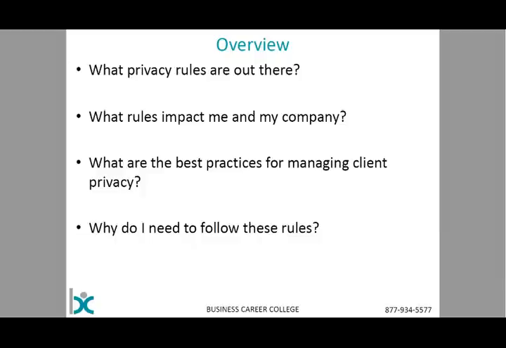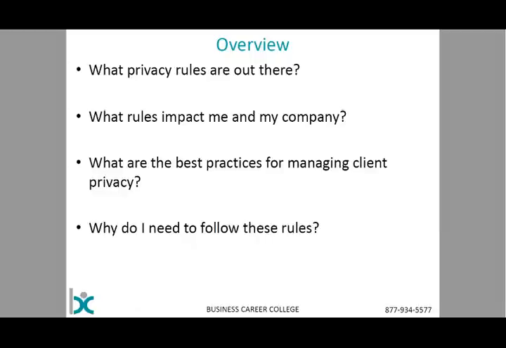Once we've built up that basic understanding of what privacy rules are out there, we're going to talk about how those rules will impact you, your company, the company you work for, and how you can establish some best practices to manage client privacy under that specific legislation. When we say best practices, really, it's just looking at some simple do's and don'ts for privacy management so that you can avoid any complications that might be out there.